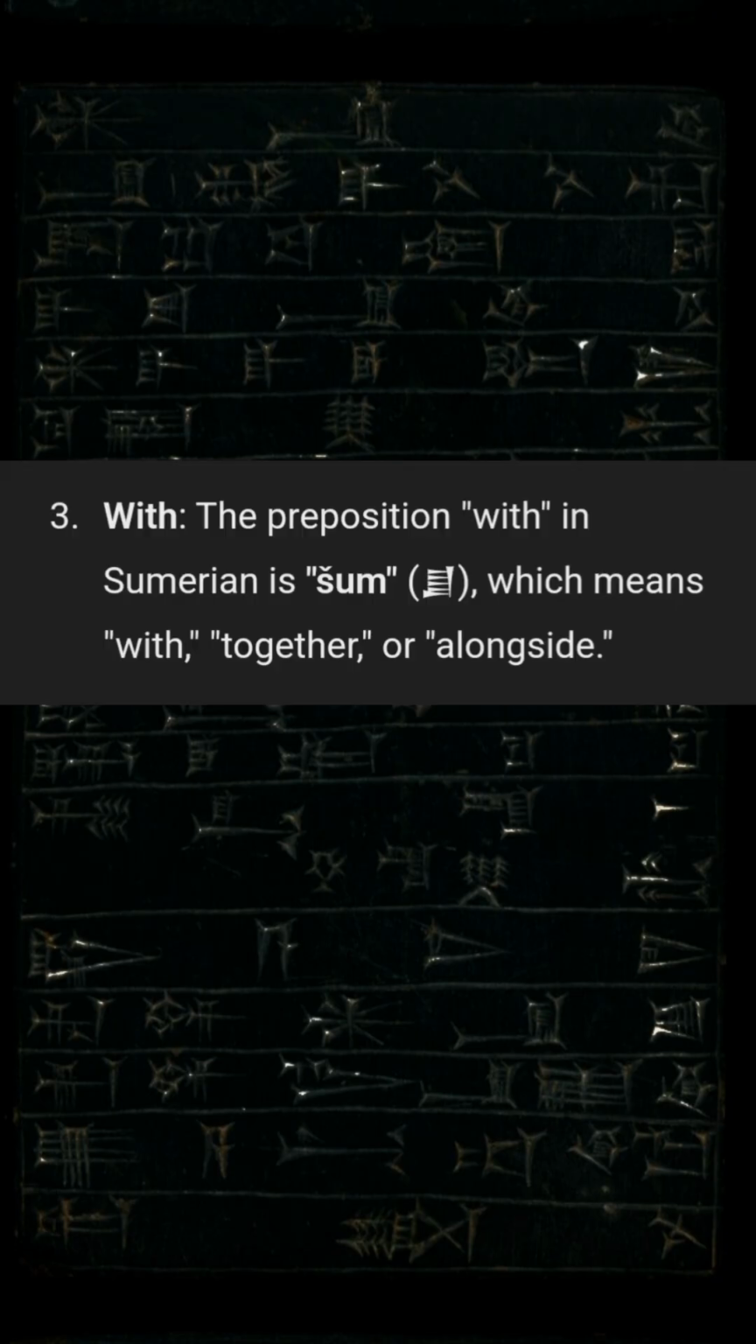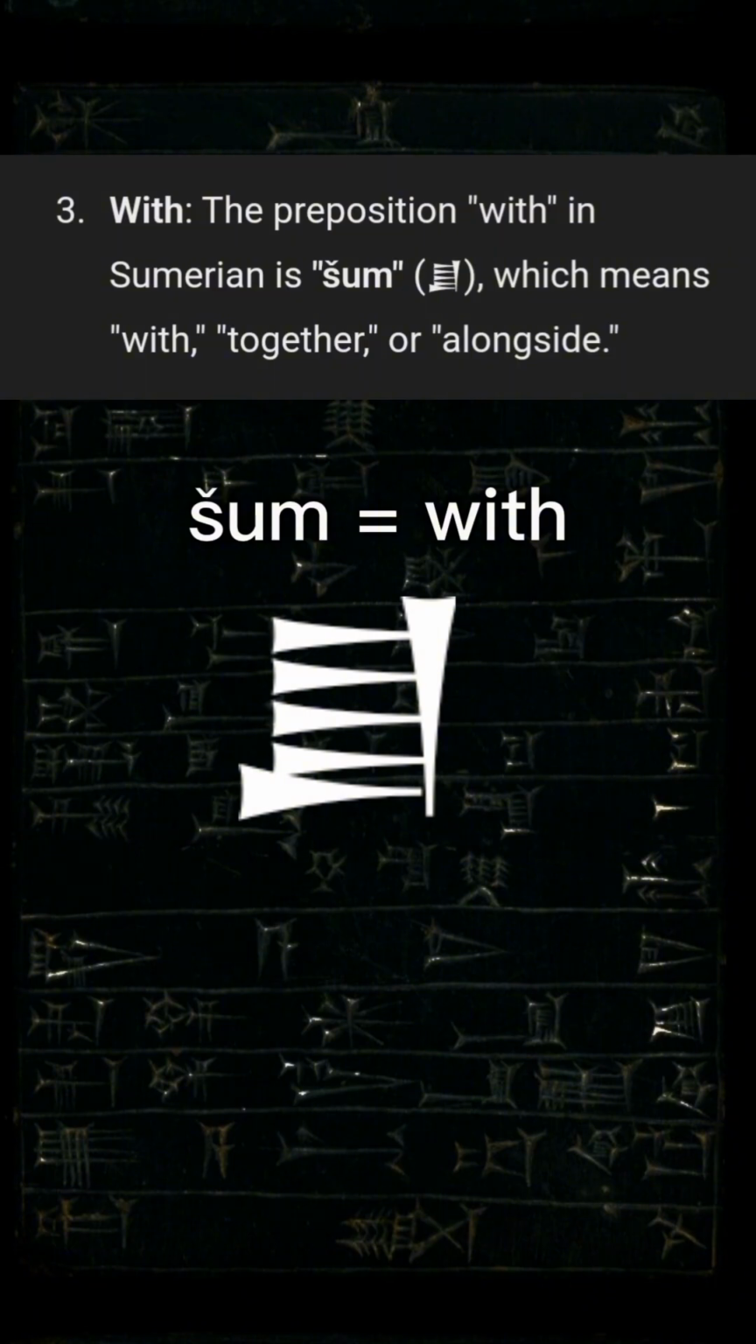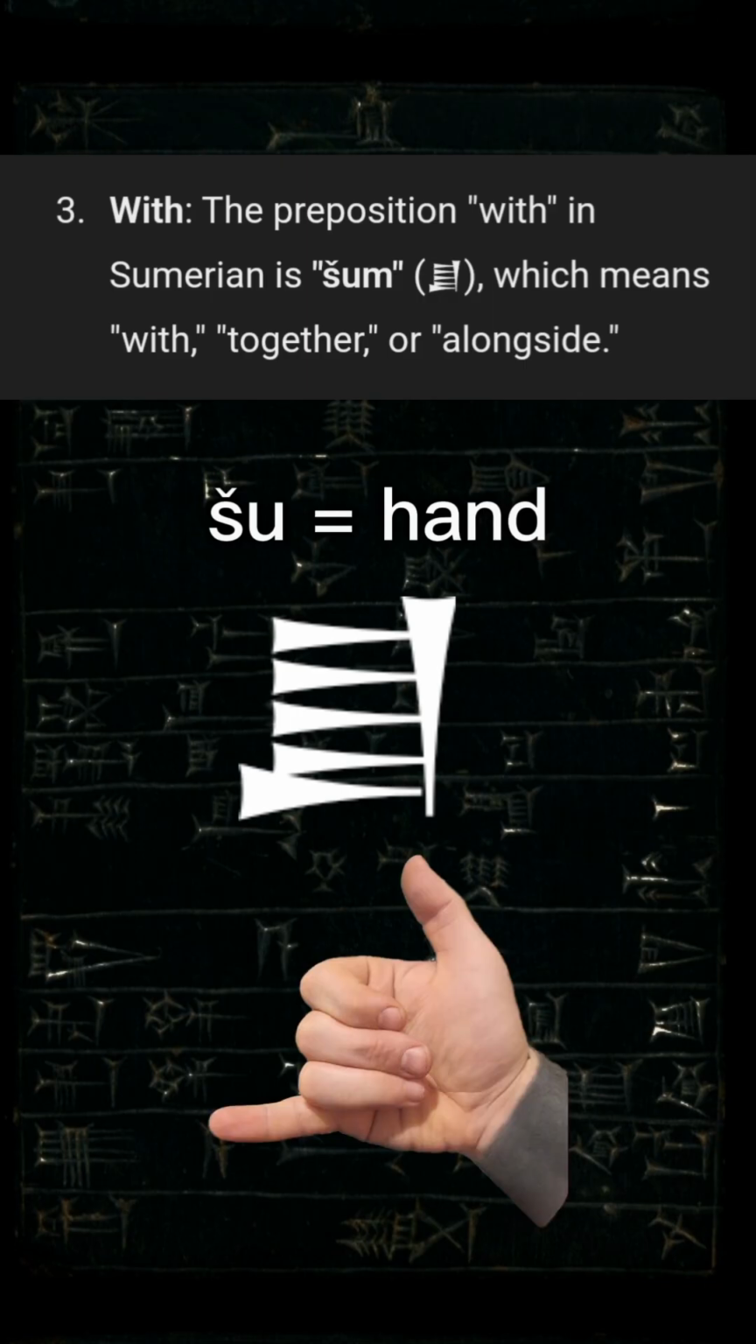So for point 3, with the preposition "with", it's given us shum to mean "with", and this sign to represent it. And so similarly to point 1, this is completely wrong. So shum does not mean "with", and this sign does not transliterate to shum. This sign actually transliterates to shu, not shum, and it means hand. This sign was actually one of the first signs that I ever learnt in Sumerian, and I found it very easy because I equated it to a hand performing the hang loose sign.